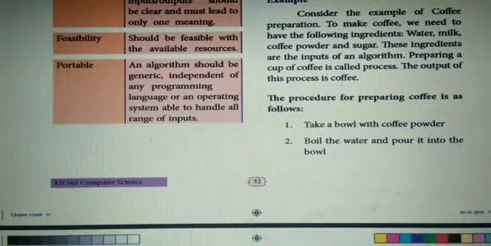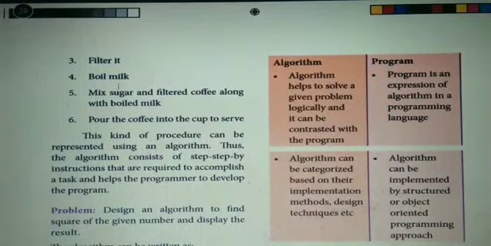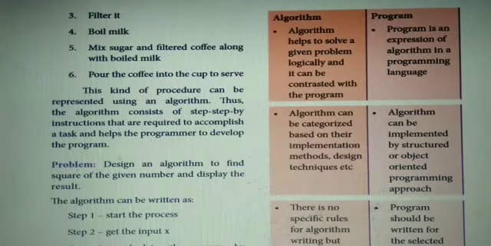Here two examples are given in our book. The procedure for preparing coffee is as follows. Take a bowl, take water, and pour it into the bowl. Then filter it, boil the milk, mix sugar and filter coffee along with the boiled milk. Pour the coffee into the cup. So these step-by-step instructions are required to complete the task of preparing coffee.